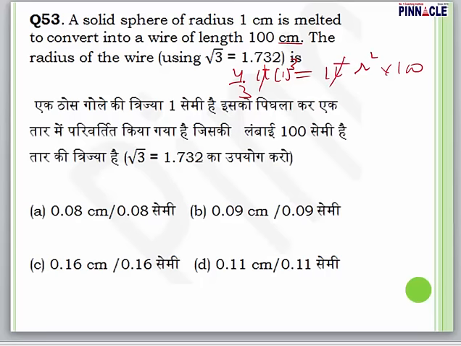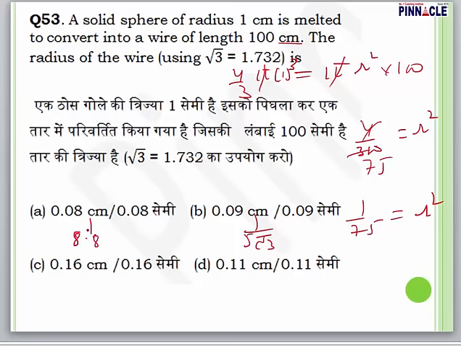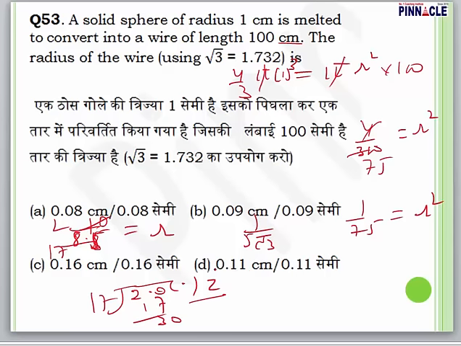So pi cancels, and r square would be equal to 4 by 300. In other words, r square is equal to 1 by 75, and 75 you can also write as 5 root 3. Root 3 is 1.732, and into 5, that is around 8.5. So you can write 10 by 85 is equal to r, because we have taken the root. So 10 by 85 means 2 by 17 should be the value. R is 2 by 17, and if you divide 2 by 17, we will have 0.11. This should be the answer. Answer is D.